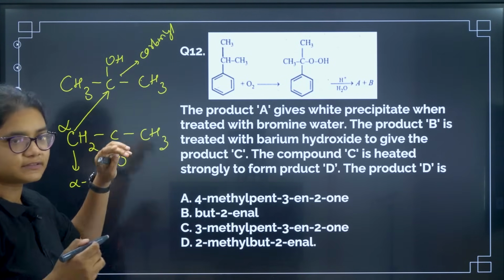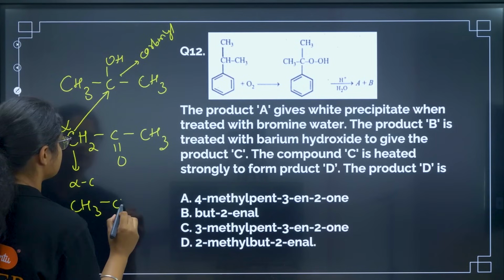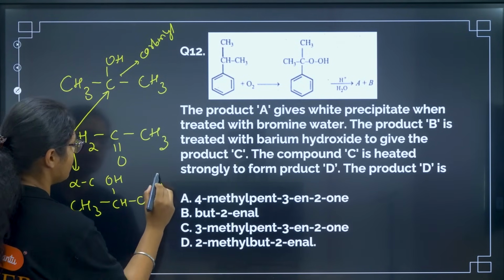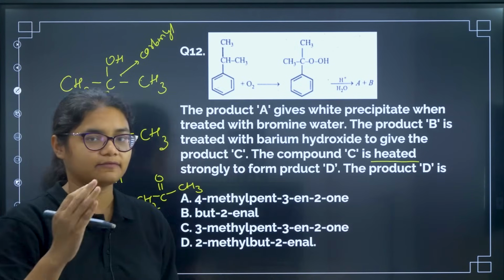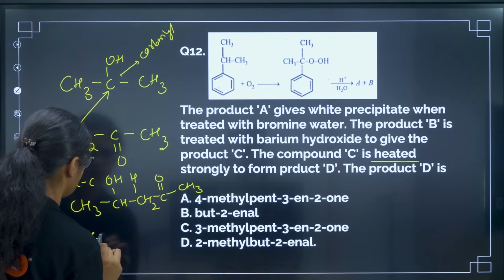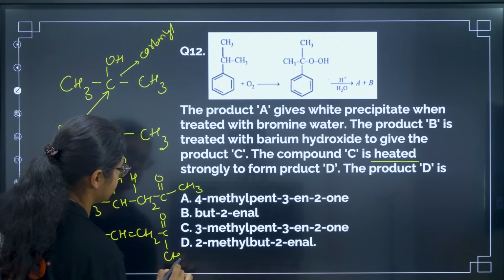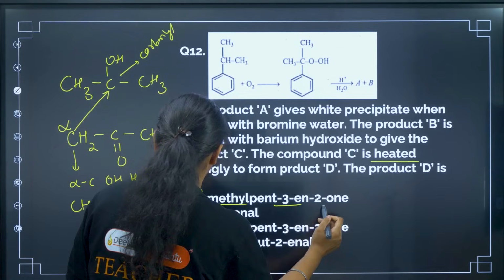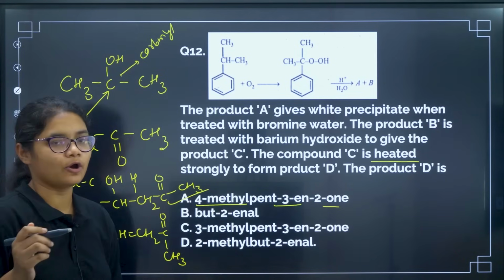So alpha hydroxy aldehydes or ketones will be forming. The product will be CH3CHOH connected to CH2, then CO, and then CH3. Now this is also heated, so because of heating there will be dehydration. OH and H will be removed, and we will get a double bond here, C double bond O, and then CH3, right? So we will get the compound 4-methyl pent-3-en-2-one. The correct answer for this question will be option A.